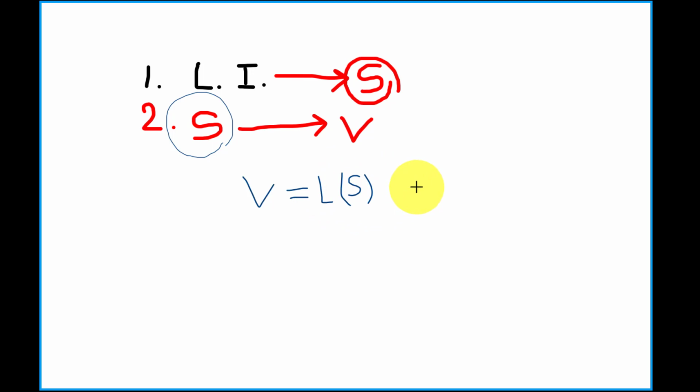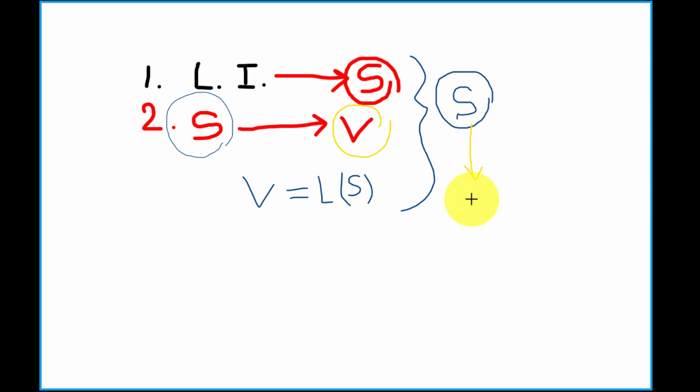capital S. So if capital S holds these two conditions, first condition is all the elements of capital S should be linearly independent, and second condition is capital S can generate capital V. That is, all the elements of capital V can be expressed as some linear combination of the elements of capital S. Then we can say that capital S is a basis of capital V.